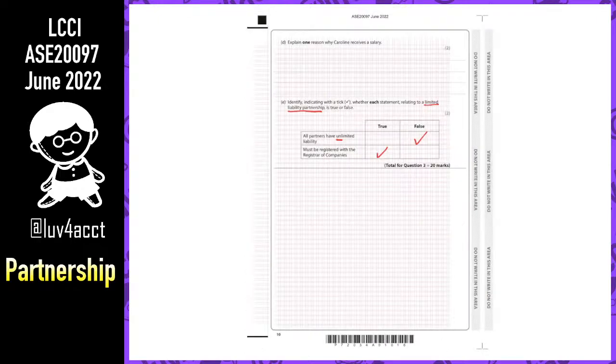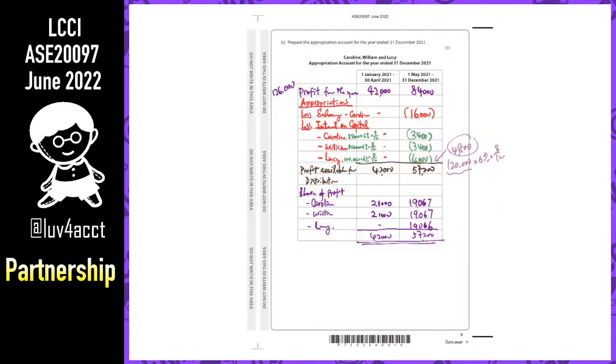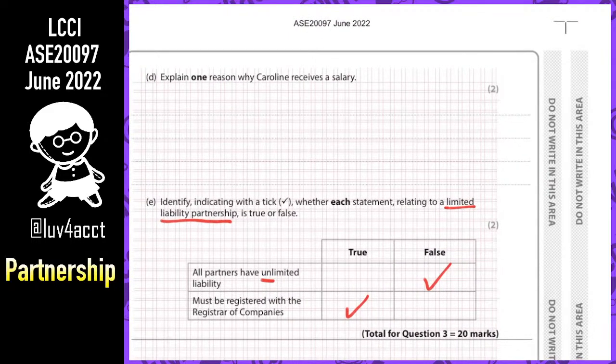So here we finish this appropriation account, although sadly we cannot get a whole number for the share of profit, and we cannot give 19,607 for Lucy. If you do that, you will distribute more than what you have as profit. After this, let us go on to the 2-point question.